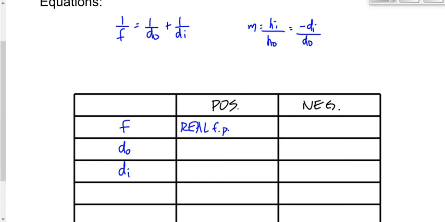And when do we have a real focal point? When it's a converging device. It doesn't matter whether it's a converging lens or a converging mirror, the focal point will be positive. Now be careful. Again, converging lens is convex, converging mirror is concave. Okay, that's different. But it will always be positive if it's converging. And of course, it's going to be negative if it's diverging, because that produces a virtual focal point.